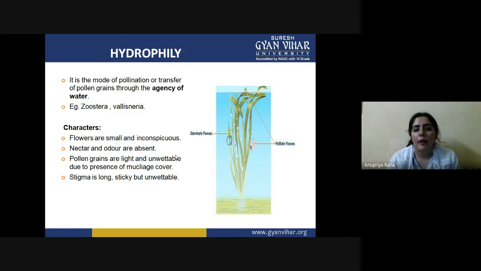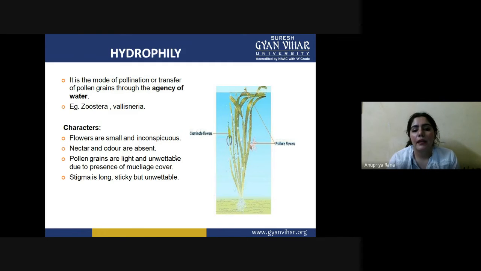So, for example, Zostera and Vallisneria, these two plants have a very abundant quality for pollination by water. Now, what are the characteristics which come under hydrophily? Flowers are small, inconspicuous. Okay, flowers should be small and they should be inconspicuous. Nectar and odor are absent. There is no use for the nectar and odor.